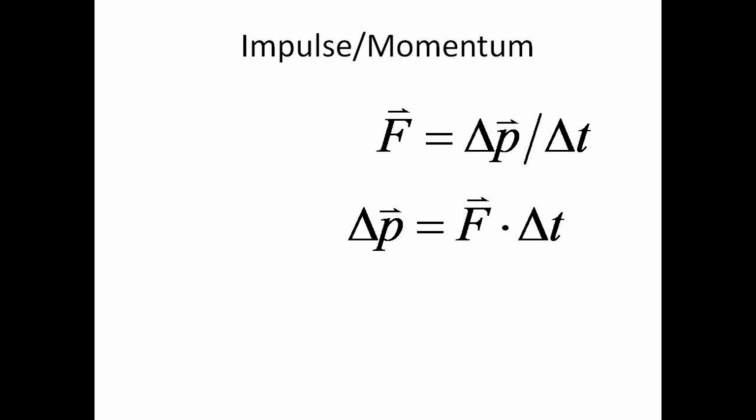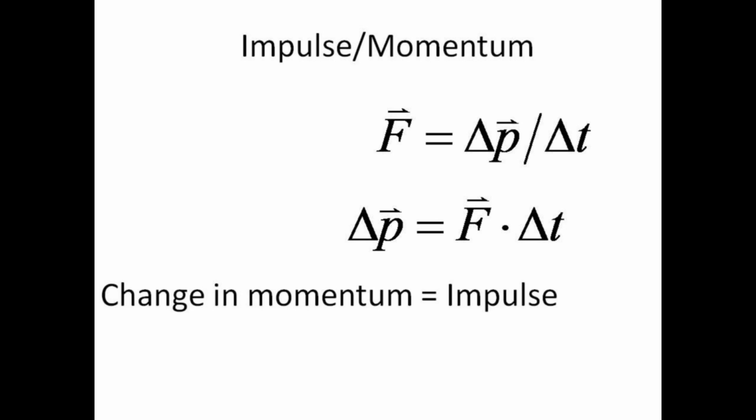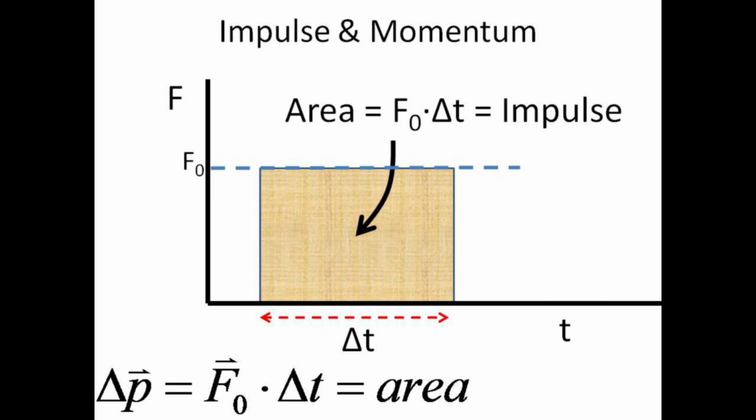Multiplying both sides by the time interval delta t gives delta p equals force F acting over the period of time delta t. Thus, the change in momentum is equal to the so-called impulse. If the force were somehow constant with time over the interval delta t, then the impulse, force times time interval, is just the area under a force versus time rectangle.